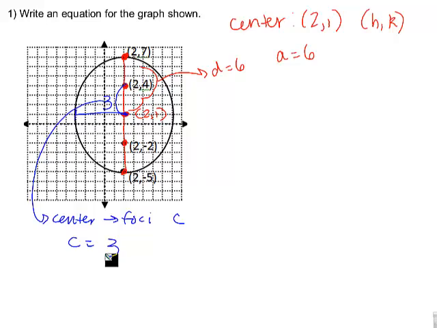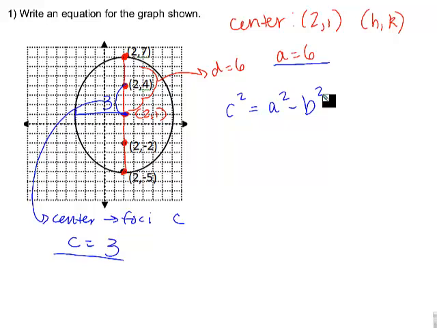Nope, that's a coincidence that c is half of a. c is the distance to the foci point, and it's going to be different for every ellipse. c is center to the foci. So we have our c, we have our a. And for ellipses, c squared is equal to a squared minus b squared. So we can use our c and our a value now to figure out what b should be.